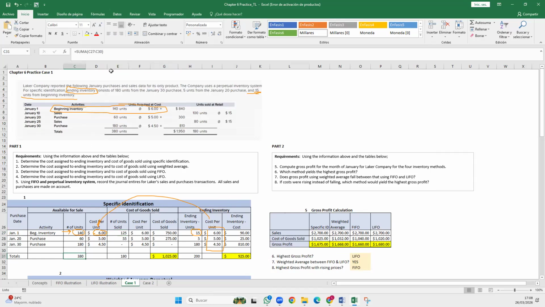And we just do a sum there. Available for sale are 380 units. We do the little mathematics here: 125, 55, and 0. So that means 180 units were sold. We just do the multiplication here. Cost of goods sold are $1,025. Ending inventory, we do an addition. 200 units ended up in ending inventory for a total price of $925. I hope that helped a little bit here.